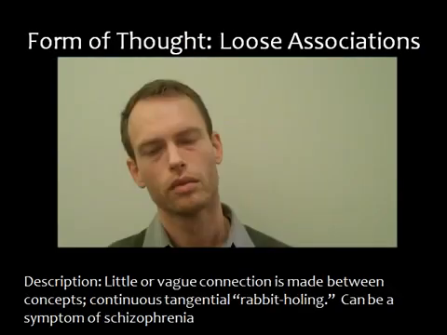Loose associations are described as little or vague connection made between concepts. This is familiar to some viewers, the idea of rabbit holing. It's the idea that there are these continuous tangential links made that never eventually get to the central idea. This can be a symptom of schizophrenia. Let's watch an example.